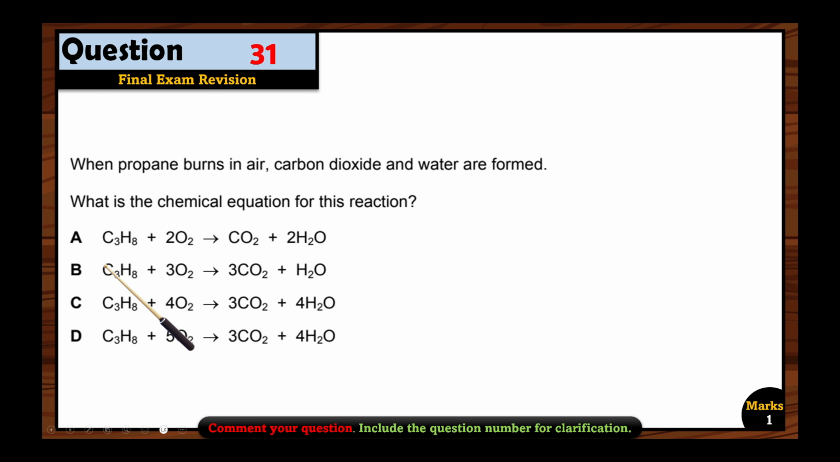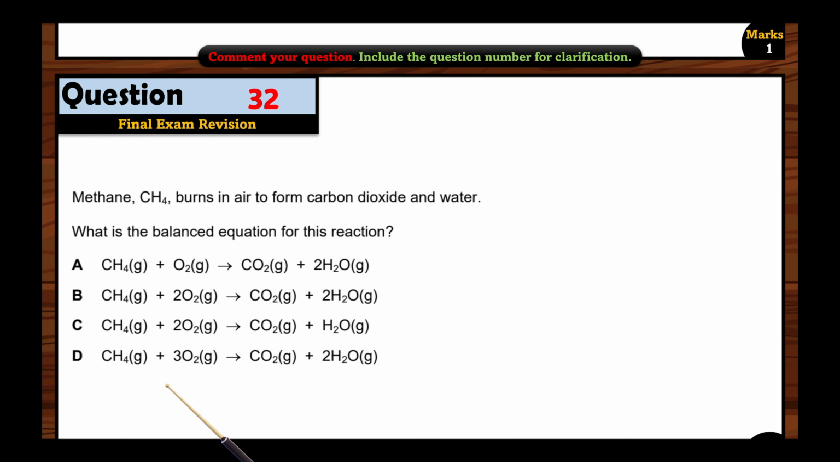How many oxygen do we have here? 8 oxygen. But if you count here, how many oxygens do we have? 3 twos are 6, and then 7, 8, 9, 10. Total 10 oxygens are here. So this is also not balanced. So we are just left with option D. So option D is the right option. You can calculate and you will find that this one is balanced.